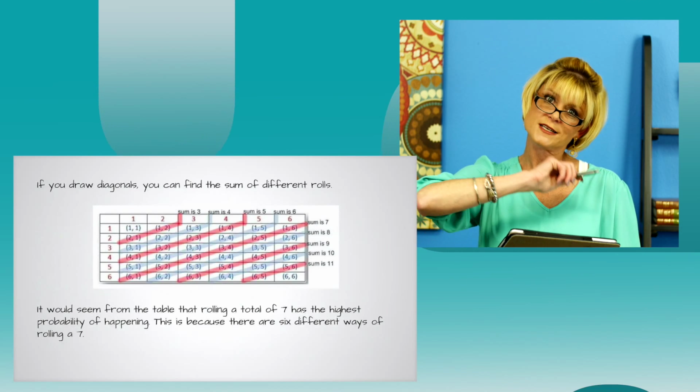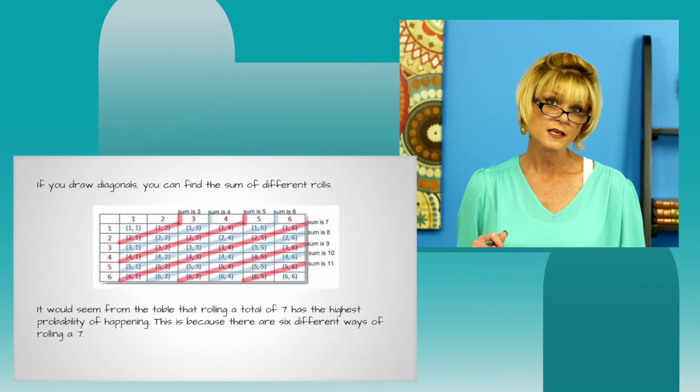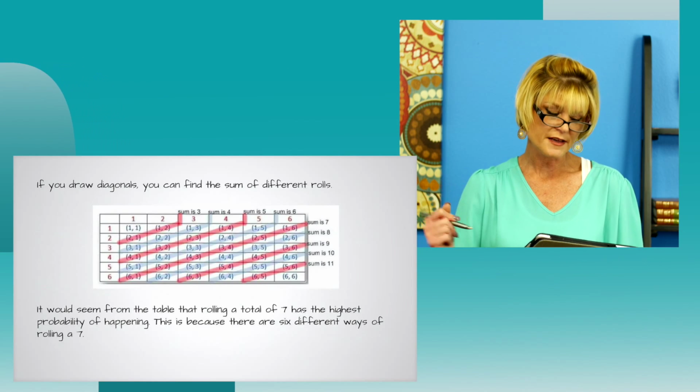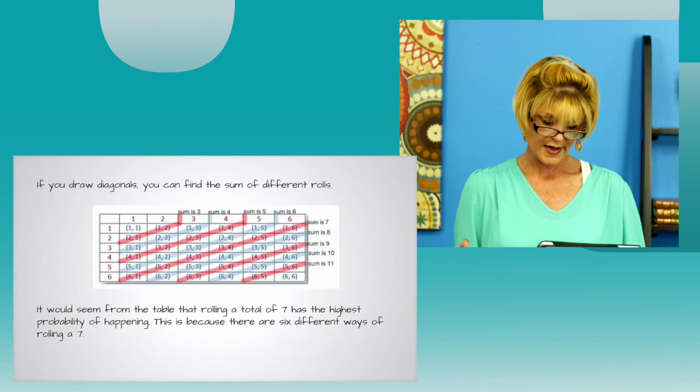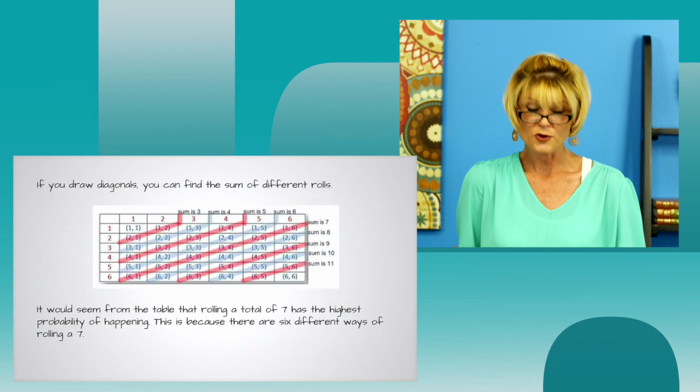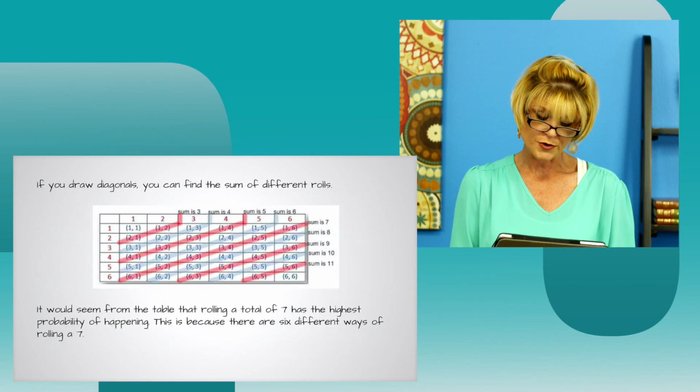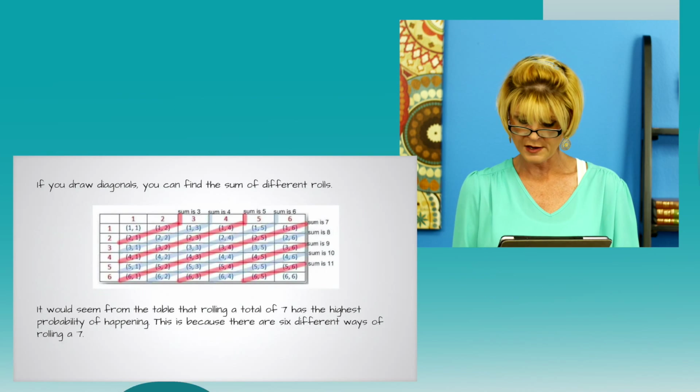Interestingly, if you draw diagonals, you can actually find the sum of different rolls. And it would seem from the table that rolling a total of 7 has the highest probability of happening. That's because there's 6 different ways of rolling a 7. You've got 6 and 1, 5 and 2, 4 and 3, 3 and 4, 2 and 5, and 1 and 6.